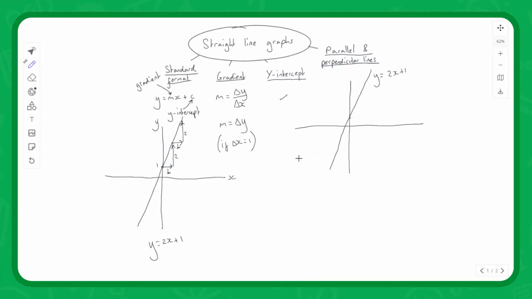And let's look at a parallel line, so a line that's going to run parallel to my original line. Well, because it's parallel, it's got to have the exact same gradient and same slope, right?